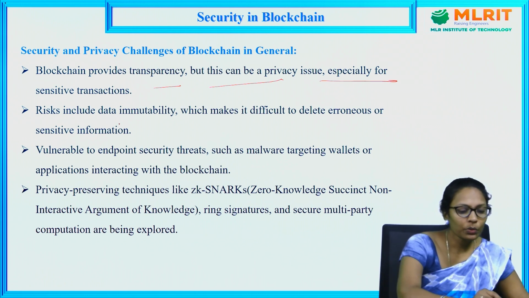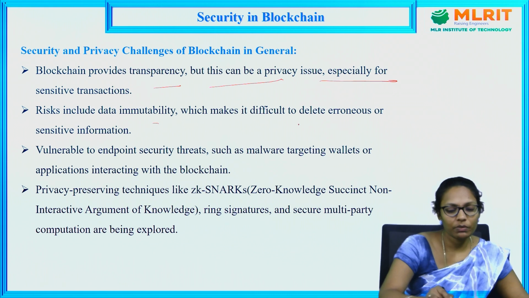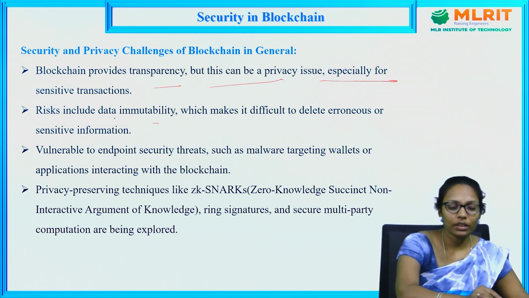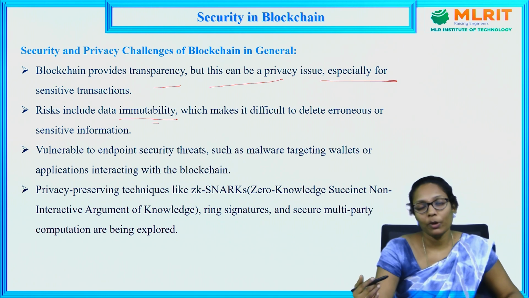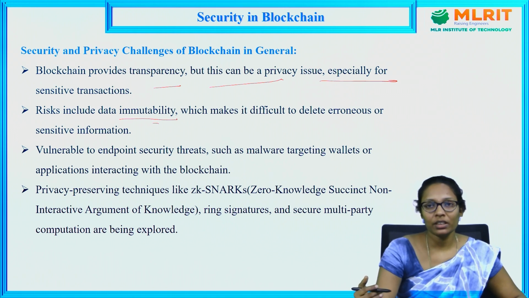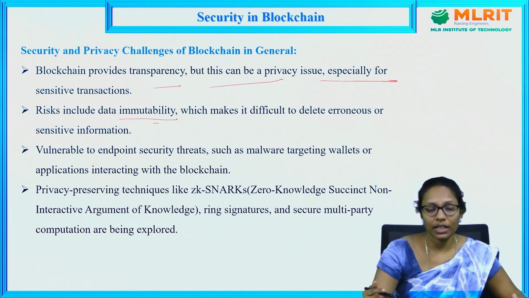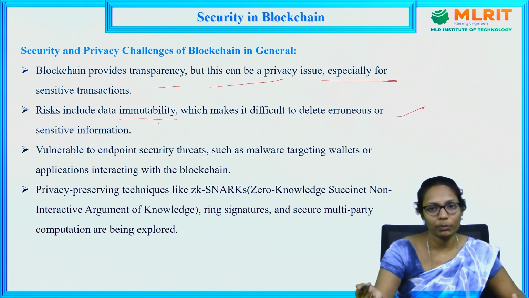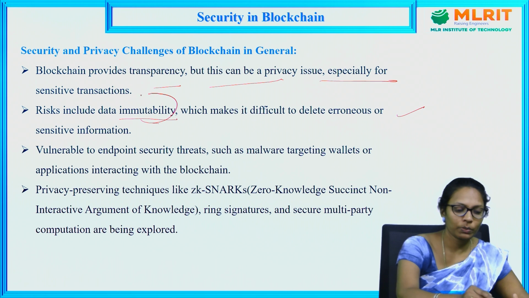So risks include data immutability, which makes it difficult to delete erroneous or sensitive information. Blockchain ledgers are immutable. Once I have written the content onto the blockchain ledger, we can't modify it, we can't edit that. So that's the problem here. If I have written any erroneous information into the blockchain, later if I want to modify that, I can't do that. That's a problem with the blockchain because of this immutability feature.